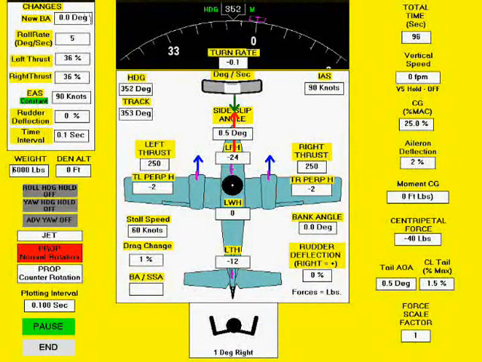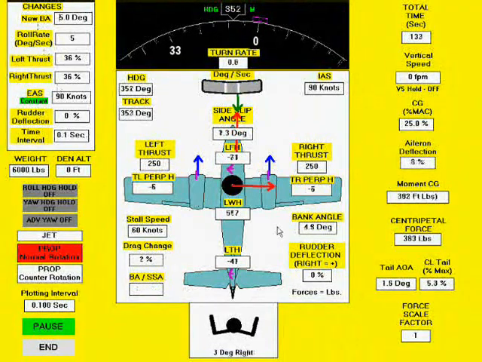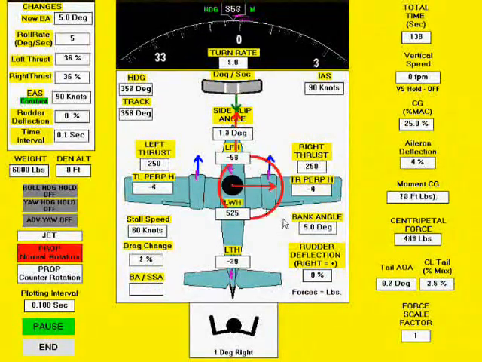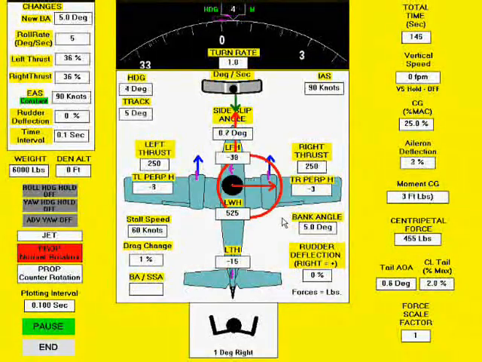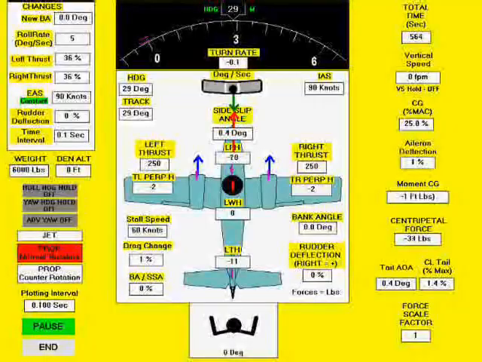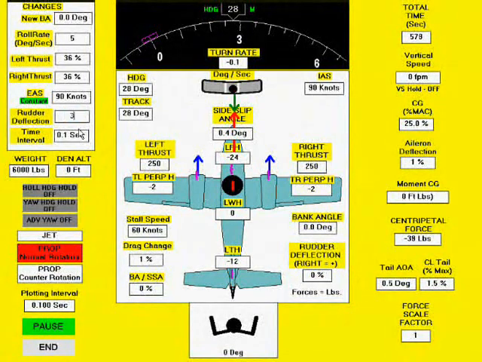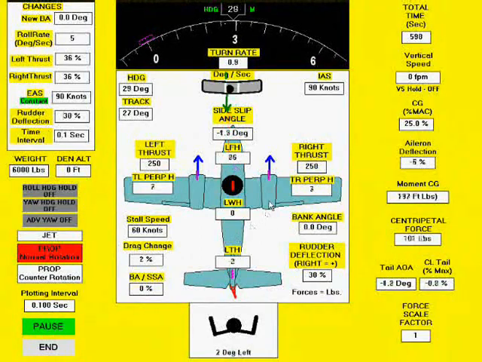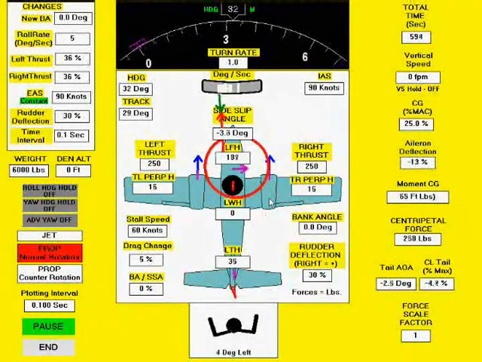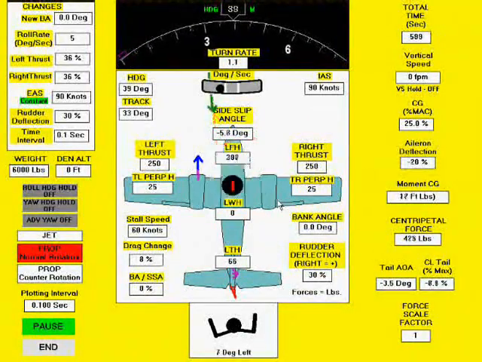For example, banking 5 degrees to the right creates a horizontal component of wing lift, causing a turn to the right. Similarly, applying 30 degrees right rudder deflection causes the fuselage to produce lift, also causing a turn to the right. The fuselage is an airfoil, which can be thought of as a wide symmetrical wing with a very short span turned on its side.